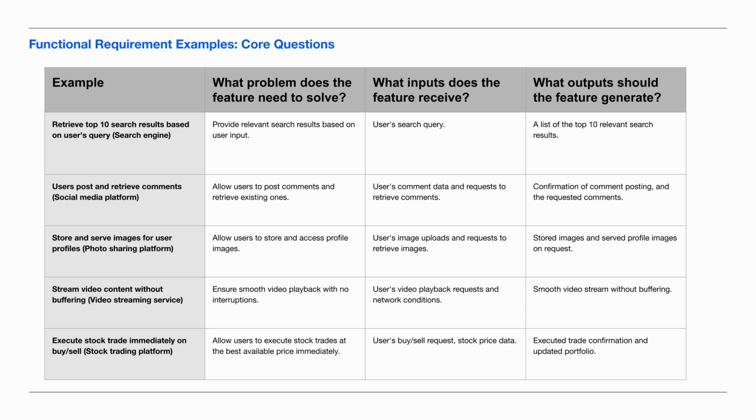Let's jump down to stream video content without buffering. And this is for the video streaming service. So the first question is, what problem does the feature need to solve? Ensure smooth video playback with no interruptions. And what inputs does the feature receive? Users' video playback requests and network conditions. What output should the feature generate? Smooth video streaming without buffering.